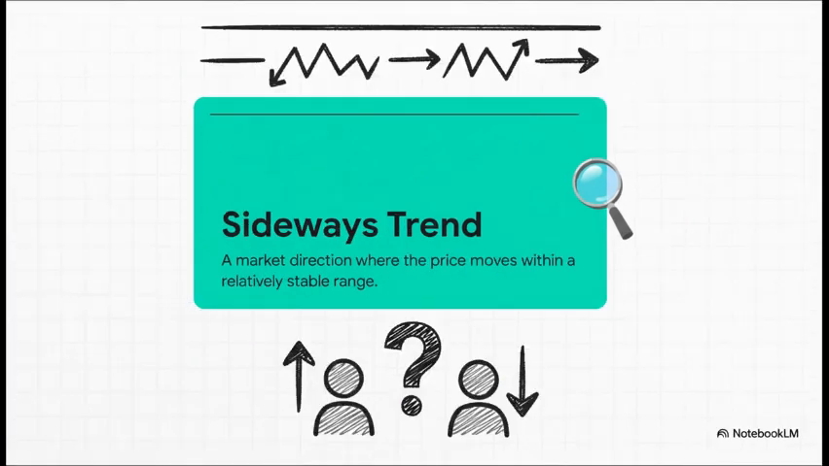Then there's the third option, the sideways trend. You'll hear people call this a range-bound market. Basically, the price is just bouncing back and forth between two levels, not really going up or down. It's like a tug-of-war, where neither the buyers nor the sellers can get the upper hand. The market's just stuck, trying to figure out its next big move.